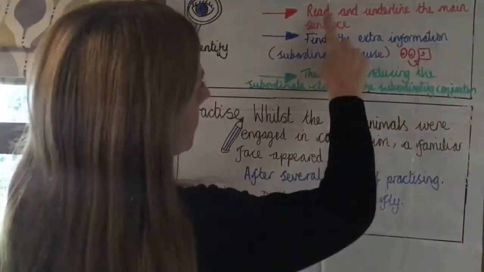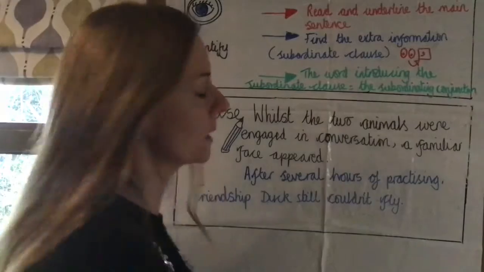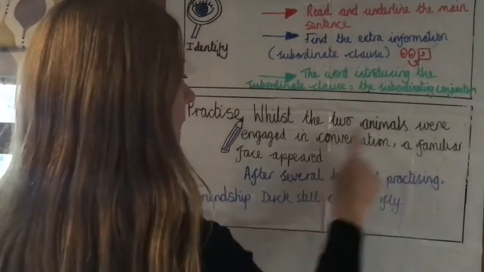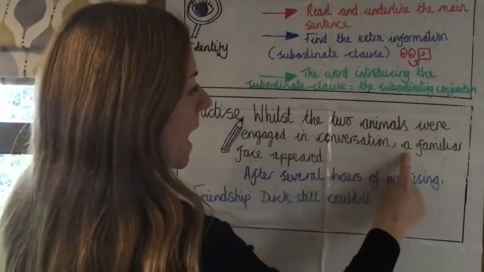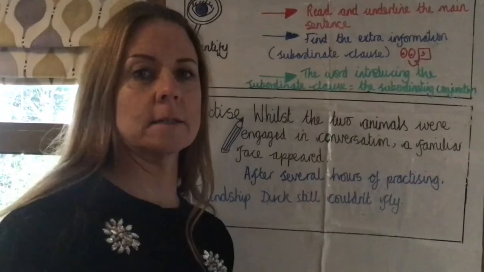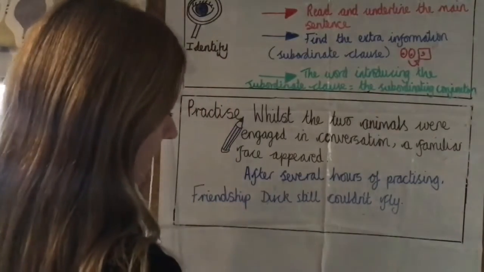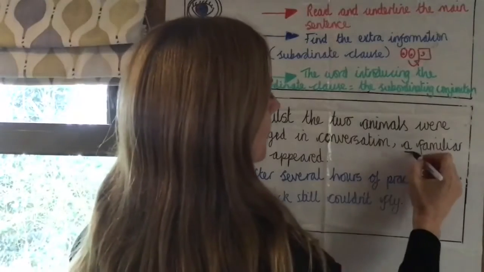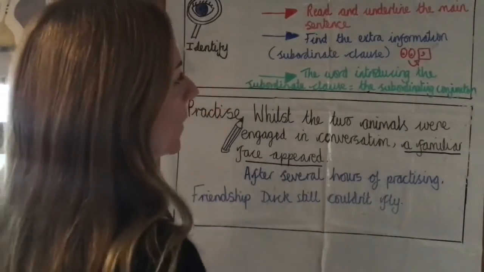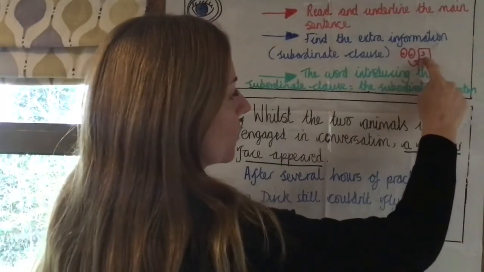So step 1, read and underline the main sentence. So here is our first sentence in black. Whilst the two animals were engaged in conversation, a familiar face appeared. So the main sentence, the main subject this is about, and the verb is this. A familiar face appeared.